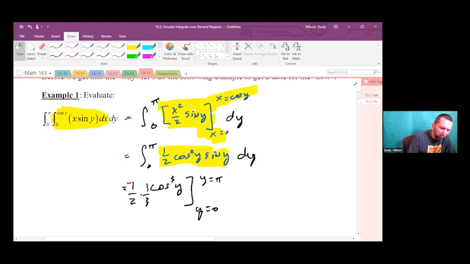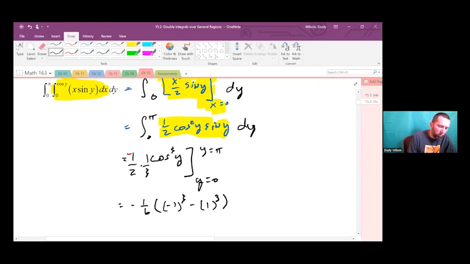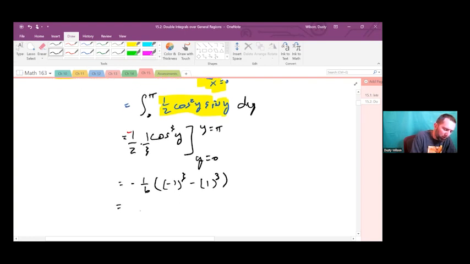So let's see what that is. This would be negative 1/6 times the cosine of pi, which would be negative 1, but cubed. Negative 1 cubed minus the cosine of 0, which is 1 cubed. And so that'd be negative 1 minus 1, or negative 2, times negative 1/6, or positive 2/6, positive 1/3.